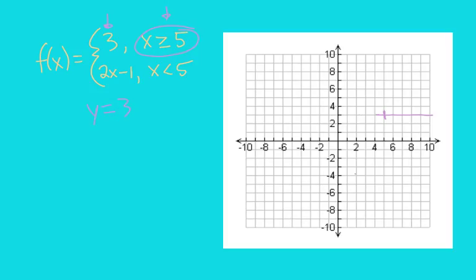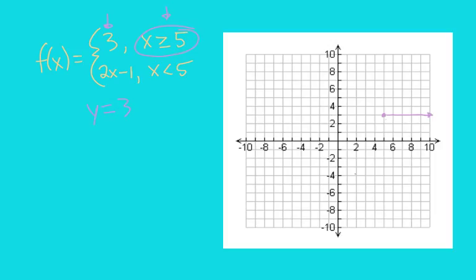And then at that point, I have to put an open or closed circle to determine whether I'm including that point. Now, because it's greater than or equal to, that means I know that I'm including that point. So I am going to, in fact, put a closed circle. And this is going to go on forever over here.